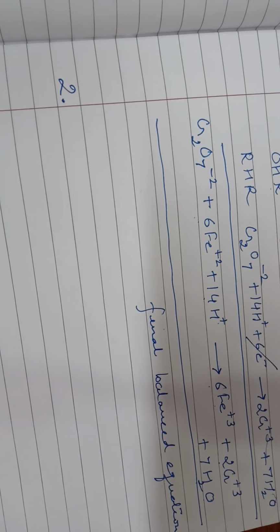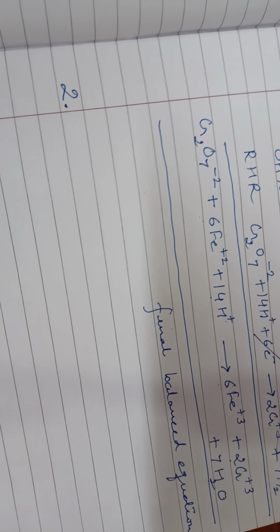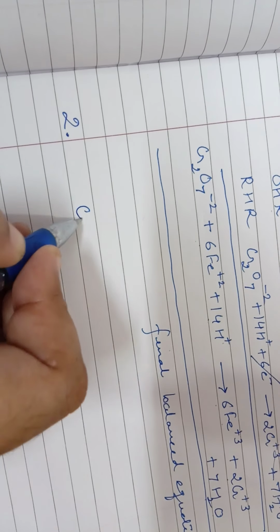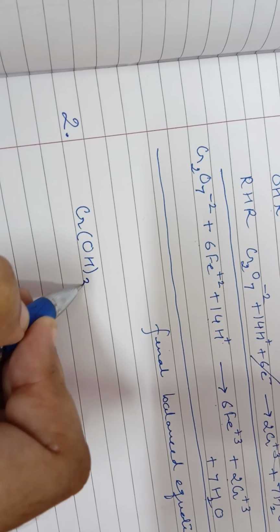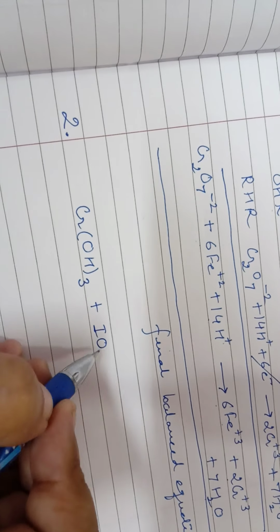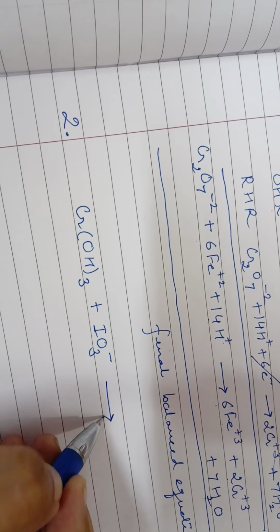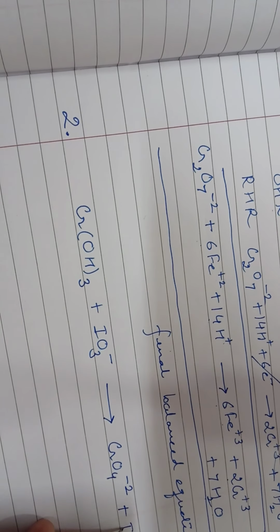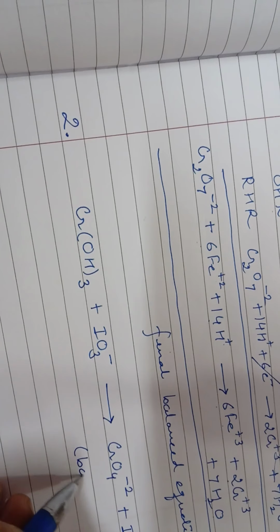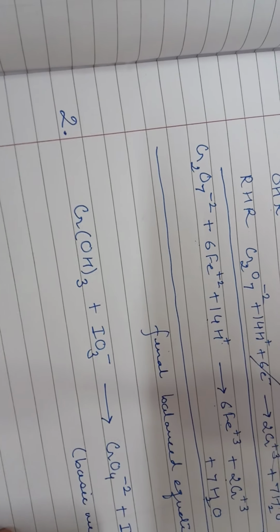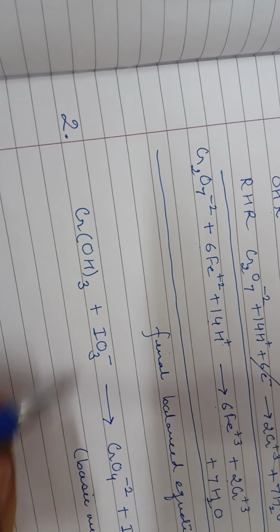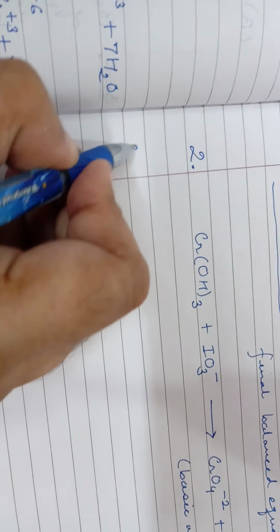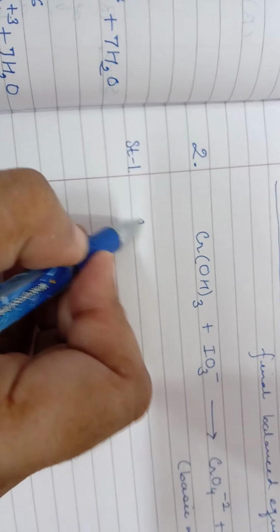Let us take one equation for basic medium. Let us take this: Cr(OH)3 plus IO3 minus produces CrO4 2- plus I minus, and the medium is given to you, basic medium. You can also see that hydroxyl is there, so it has to be basic medium. So let us follow the steps. Copy down the reaction.